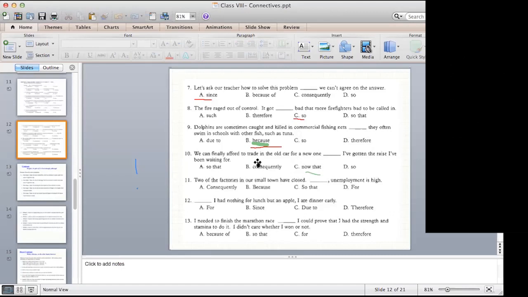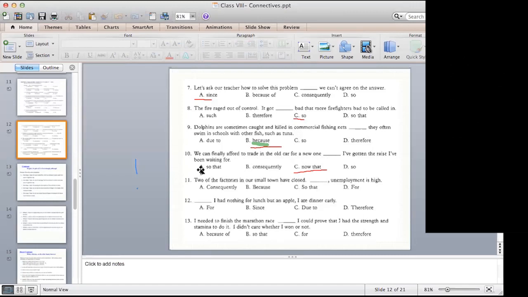Two of the factories in our small town have closed. Unemployment is high. So this is a consequence of this one. Consequently. So, consequently, two of the factories in our small town have closed. Consequently, unemployment is high. Okay?